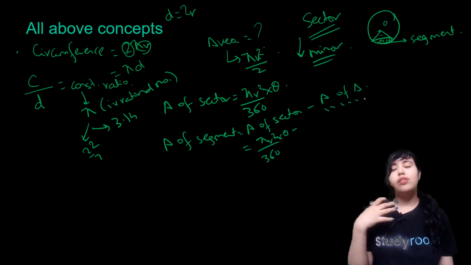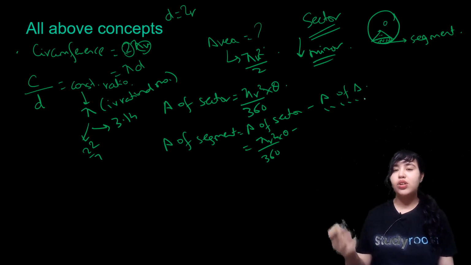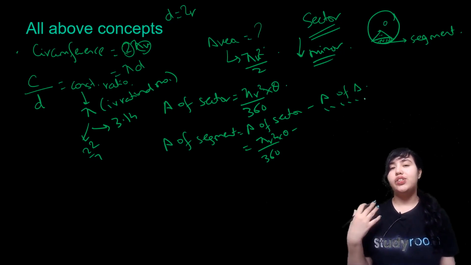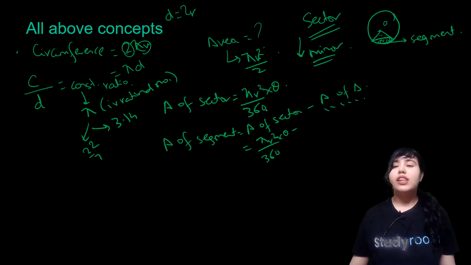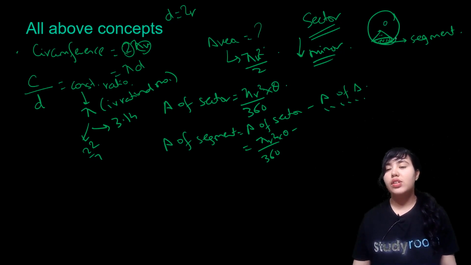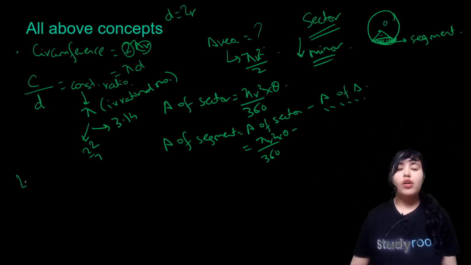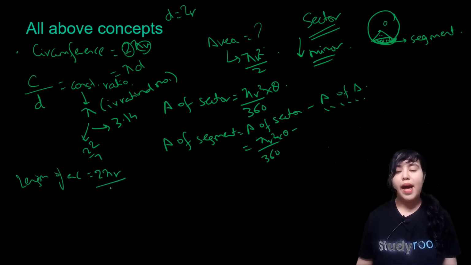Now we saw that there are different ways to calculate this area. By half base into height, you make use of trigonometry knowledge, you can use Heron's formula, there are many ways. Then we also found the length of arc for this sector. So how do we get the length of arc? That was equal to 2 pi r upon 360 into theta.